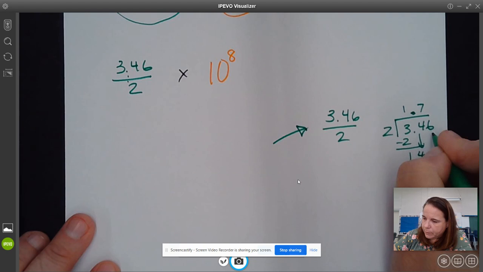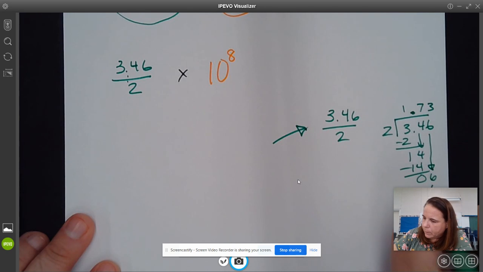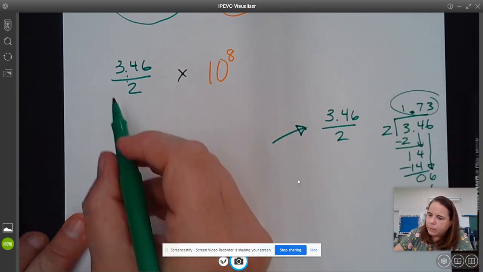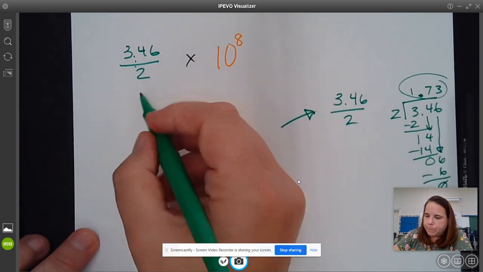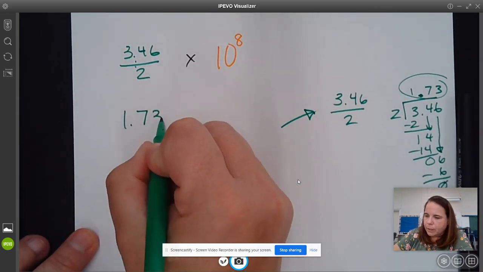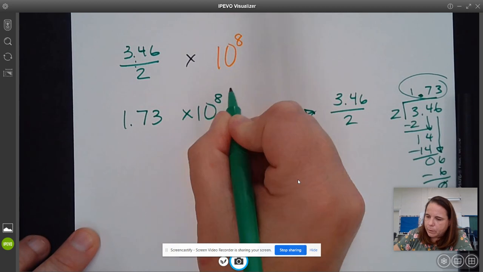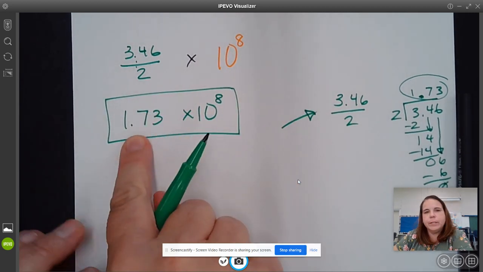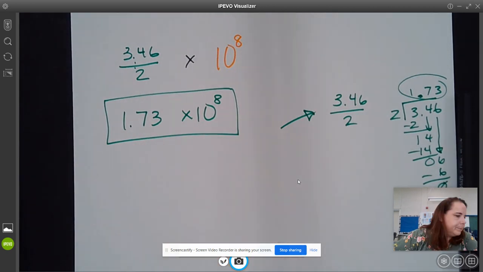We are not done, even though we got a 0, because we need to bring that 6 down. 2 goes into 6 3 times. Now we got a 0, and we're done because there's no more numbers. So this is the number that's going to go in front of the power of 10. This is in scientific notation. It's between 1 and 10. We're done. We're good.